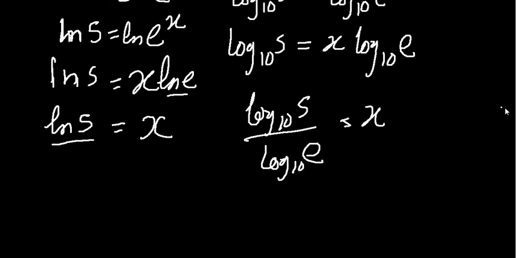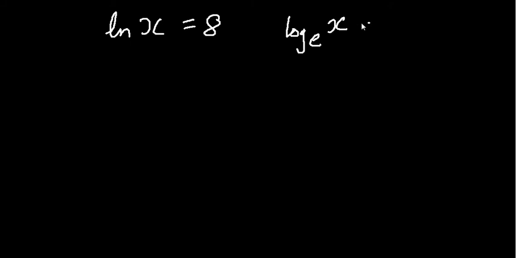Now we'll look at something else. We'll write this in ln form now. ln x is equal to 8. To do this, ln is actually log base e, isn't it? So log base e of x is equal to 8. If I write this in indices form, that's e to the power of 8 is equal to x.